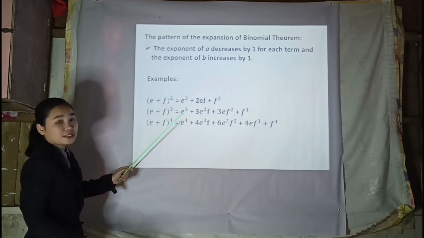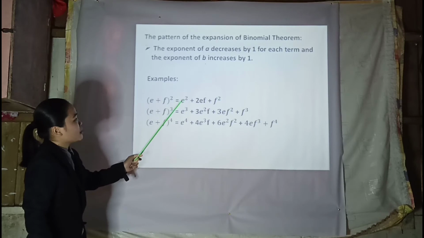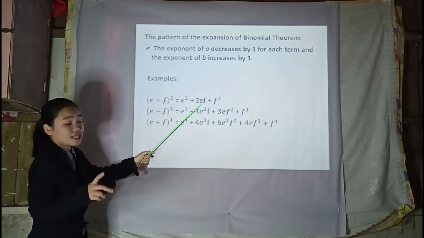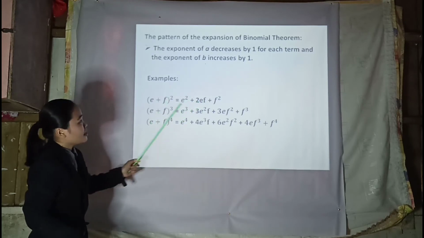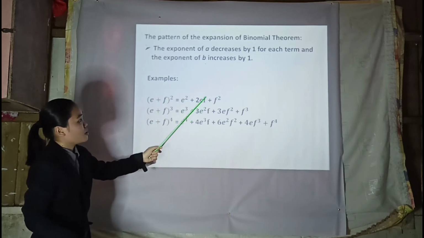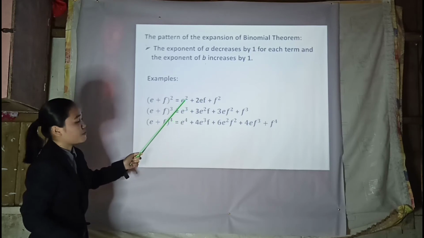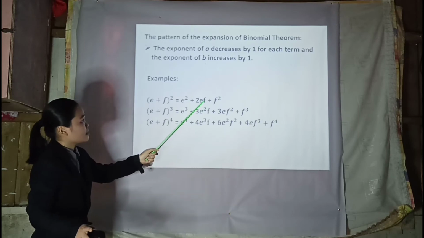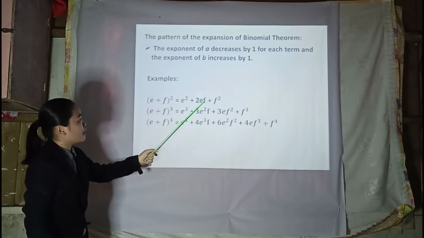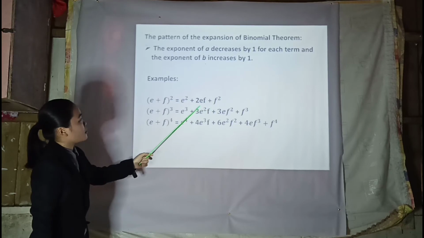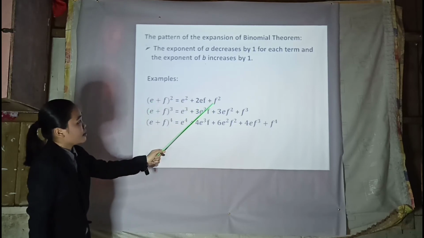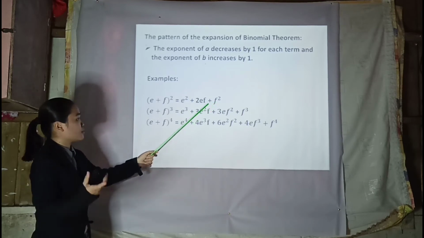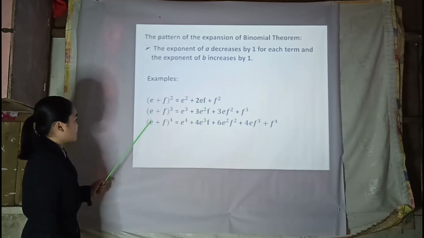So, plus f squared. So, from the first term, the e here, which represents a, the exponent is 2. In the next term, it becomes 1. So, it decreases. While the b increases. So, from 0, in the first term, there is no f. In the second term, there is an f because it increases to 1. Plus f squared because e here becomes 0 and the f becomes 2 because it increased. So, let's proceed to another example.